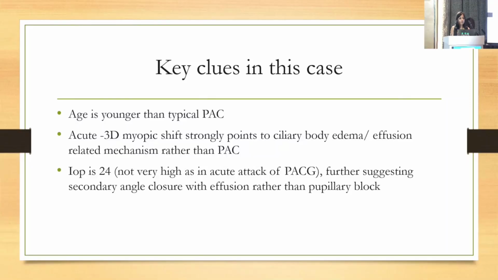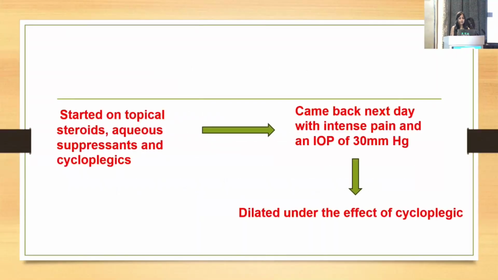So the key clues in this case were, the age is younger than a typical primary angle closure, and there was an acute -3 diopter myopic shift, which strongly points to a ciliary body edema or an effusion related mechanism rather than primary angle closure. And the IOP was 24, which is not very high, as in an acute attack of primary angle closure, further suggesting some secondary angle closure with effusion rather than pupillary block. So keeping these things in mind, we narrowed our diagnosis to probably a primary uveal effusion or secondary to maybe the drug which he had taken.